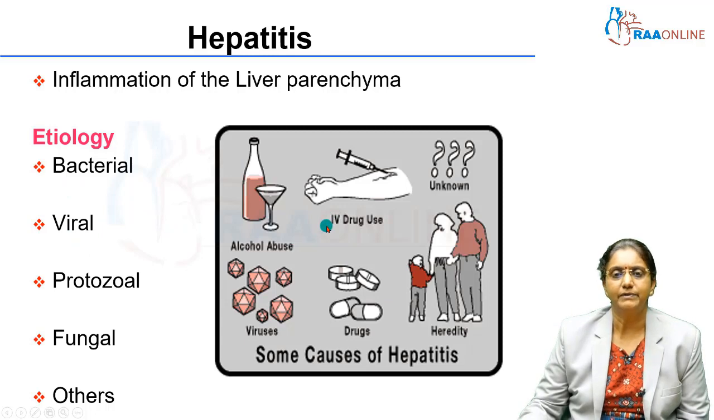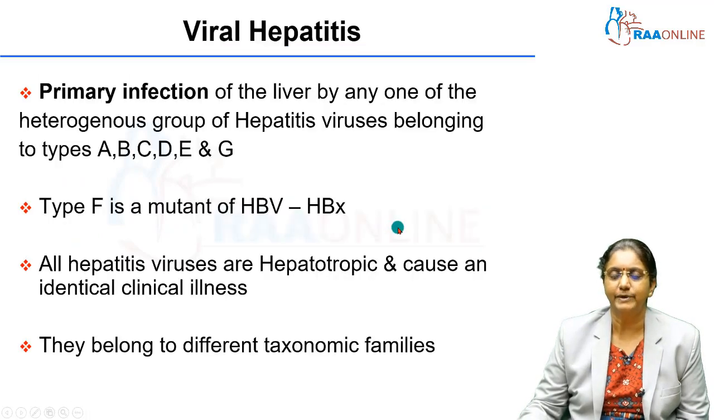And in the earlier chapter, we discussed some types of hepatitis viruses. When you say viral hepatitis, it means it's a primary infection of the liver by any one of these hepatitis viruses which belong to type either A, B, C, D, E and G. There is no F. Just note that there is no F. Initially, there was a hepatitis type F virus, but now it has been found to be a mutant of hepatitis B virus. So now its name has been changed to HBx, small x.